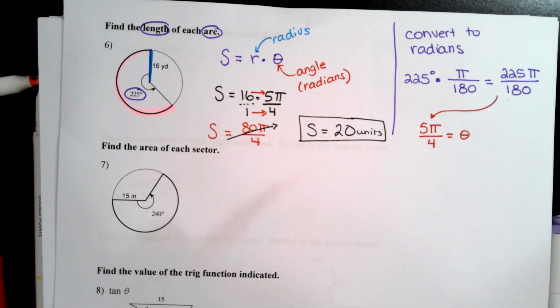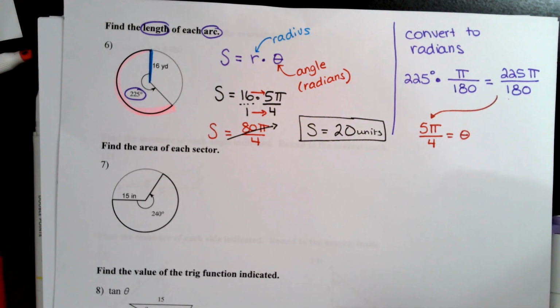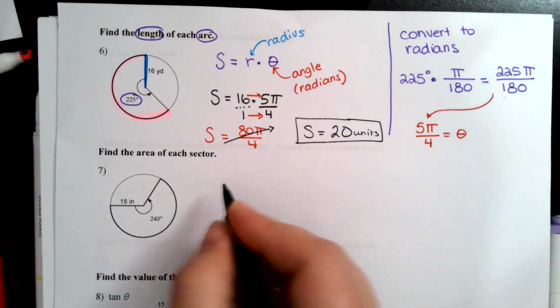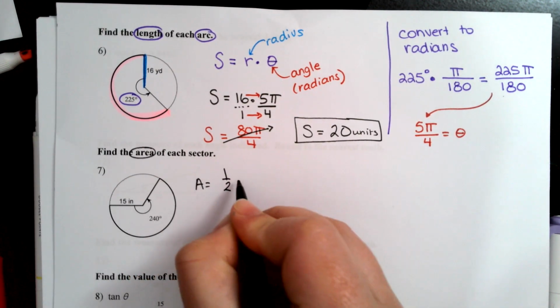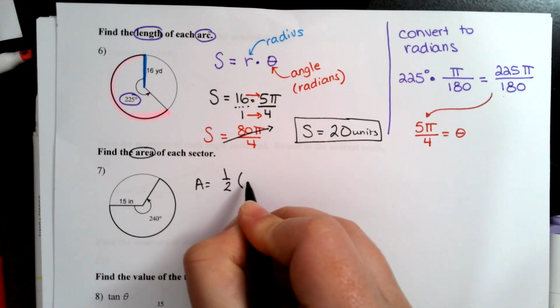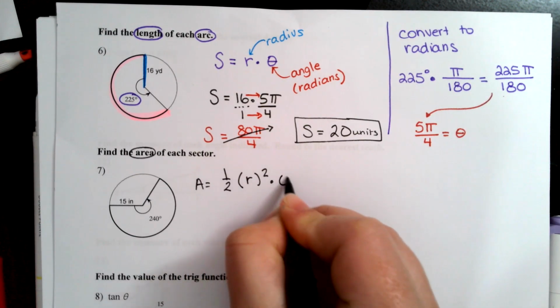Okay, moving on to the next one. Oh, your next one is actually asking for area. So similar looking question, but in reality, you're using a completely different formula. So we are going to be looking at an area formula, which is 1/2 times our radius squared times theta.